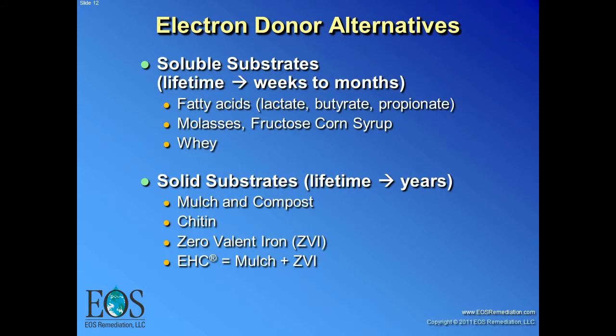Okay, electron donor alternatives. There are a lot of different alternatives. You could use soluble substrates like fatty acids or sugars like molasses, fructose, whey extract.